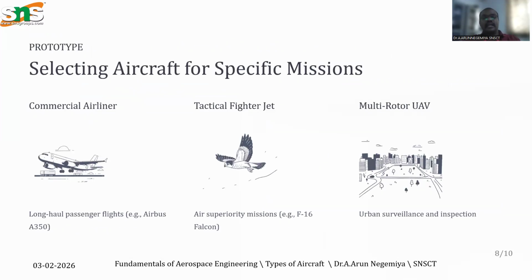Selecting the aircraft for specific missions: for commercial airlines, we allocate more than 100 people. For tactical fighter jets, the mission is air superiority, and aircraft like the Falcon can be used for these cases. A multi-rotor UAV can be used to survey urban areas and inspect for theft or other people entering the city. These are things surveilled by the UAV.